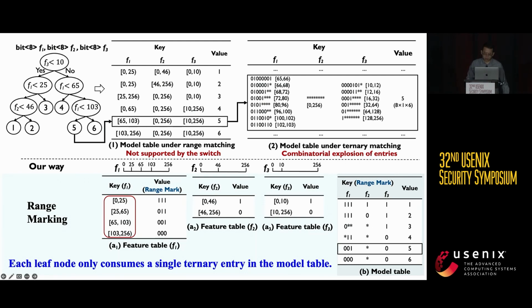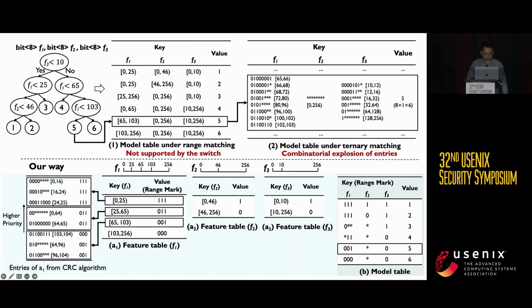However, the keys in the feature table are still ranges. Note that the ranges to be coded in each feature table are consecutive and cover all possible values of the feature. Based on this characteristic, we propose the consecutive range coding (CRC) algorithm to reduce the number of table entries in the feature table. For example, the number of table entries representing the range 65 to 103 is reduced from 8 to 3. Finally, the tree is transformed like this. Meanwhile, we also design how to represent different forest models based on a single tree. The details of the CRC algorithm and handling forest models can be found in the paper.